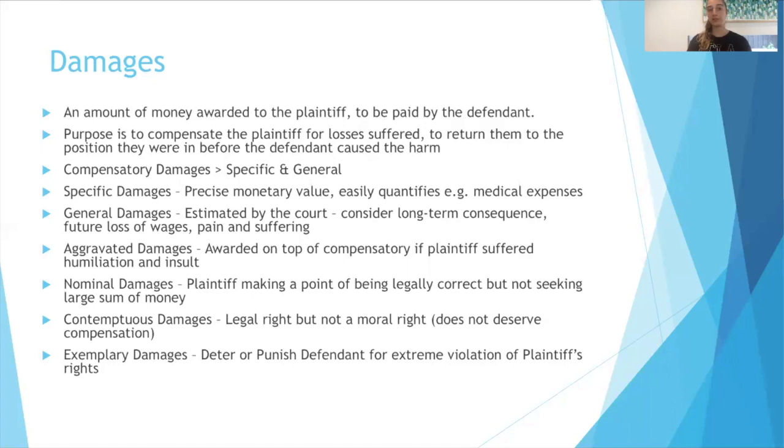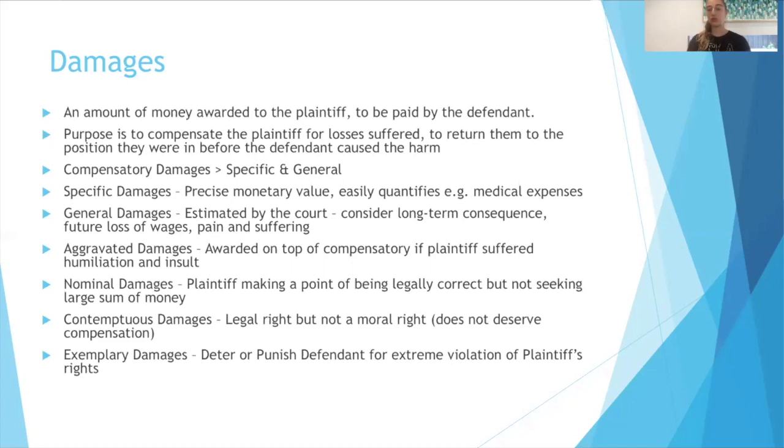There are a few different types of damages. The first type is compensatory damages. So they are damages that compensate for loss. Under compensatory damages, we have specific and general. Specific damages are precise monetary value, which is easily quantifiable by the court. So anything which has a receipt, such as medical expenses, psychologist fees, time off work, hospital fees, that kind of thing. So things where you can precisely quantify how much loss the plaintiff has actually suffered.